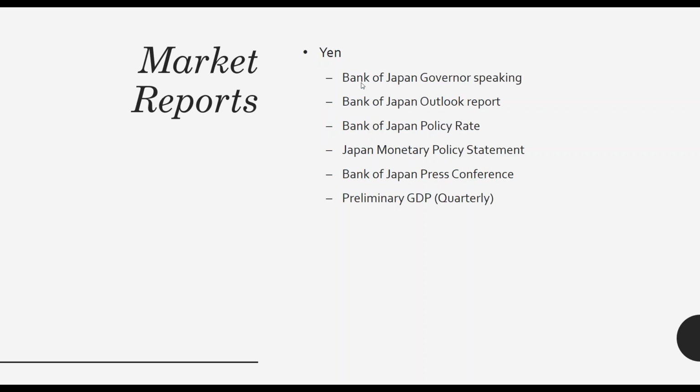Now, on the yen, you do have the Bank of Japan governor speaking. I don't trade that one. The Bank of Japan outlook report, the policy rate, the policy statement in the press conference. Sometimes I will take a directional trade on these if I can identify a particular direction. The issue with the Bank of Japan rate announcement is they don't give you a specific time.